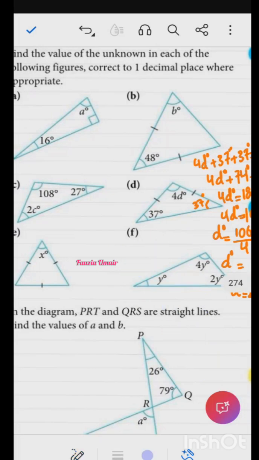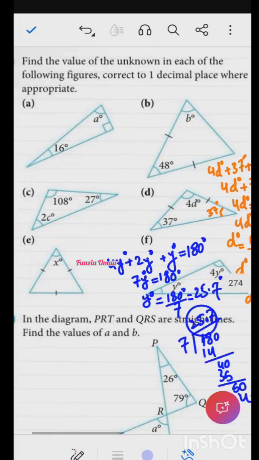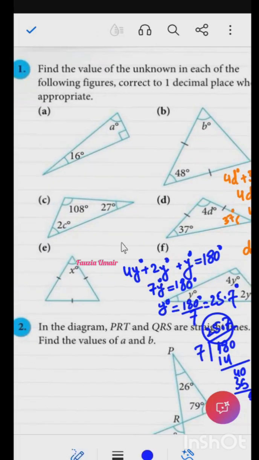So would you be able to solve the rest? Yes, ma'am. So in E part, what kind of triangle is this? Ma'am, it's an equilateral triangle. Very good, all are 60 degree. That's right. But we will solve it like this, x plus x plus x equals 3x. 3x is equal to 180, and then we will divide by 3.